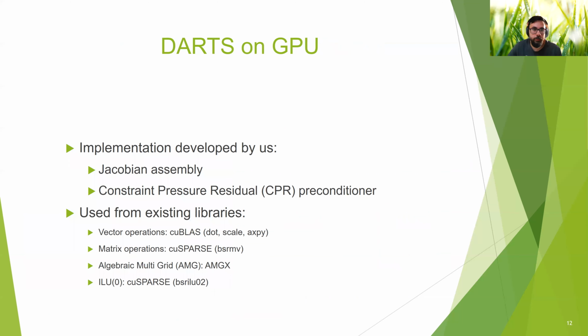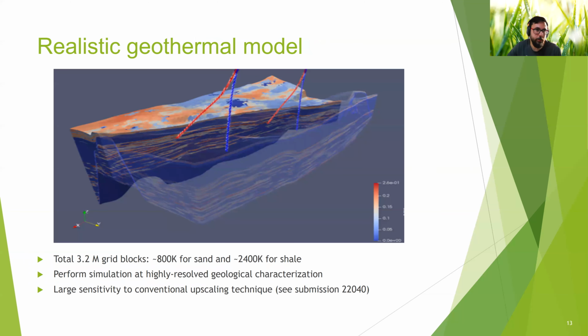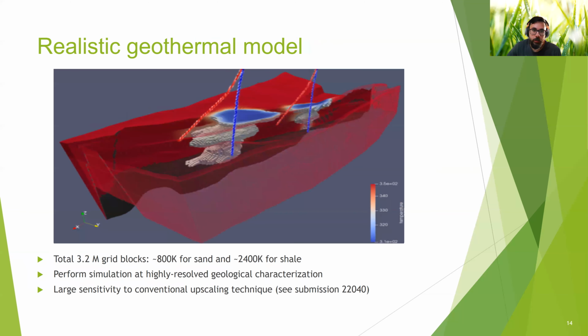In order to implement DARTS on GPU, we developed some parts ourselves, others we took from existing libraries. Let's take a look at how it works. As an example, we used a realistic geothermal model. It is very heterogeneous, so modeling on this geological scale makes a lot of sense. And here you can see how uneven and heterogeneous the cold front is after 100 years of simulation.